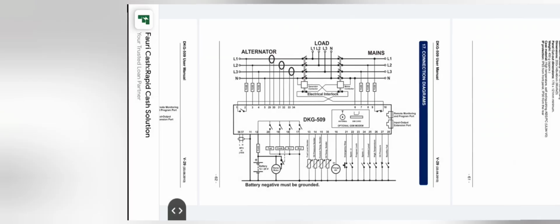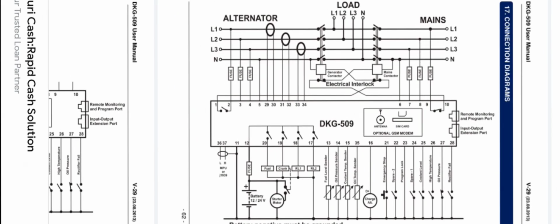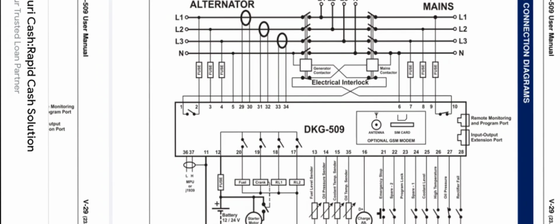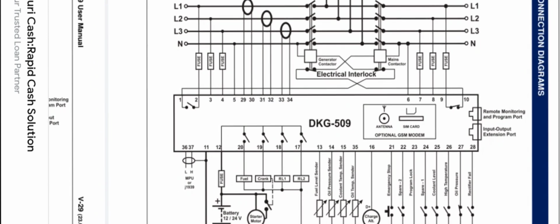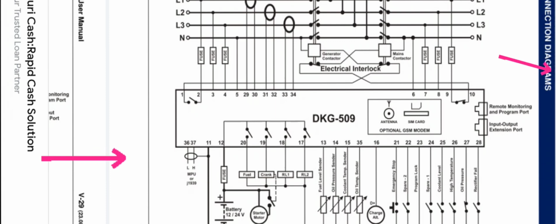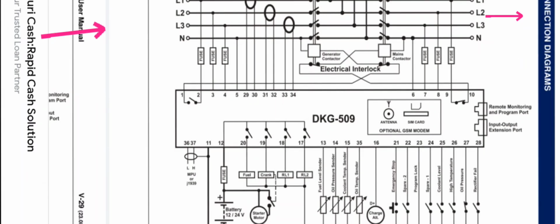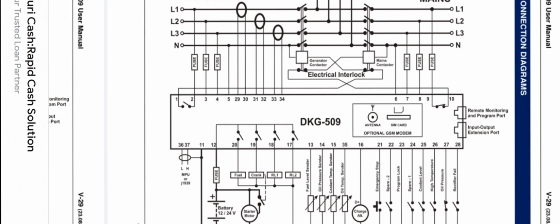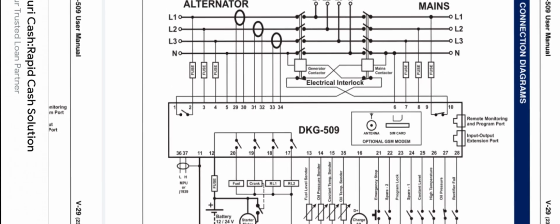So let's begin. This is the complete wiring diagram of this controller. As you can see here, we have on the downside pin 36 to pin 28, and on the upper side pin 1 to pin 10. We are explaining each pin, pin in and pin out.